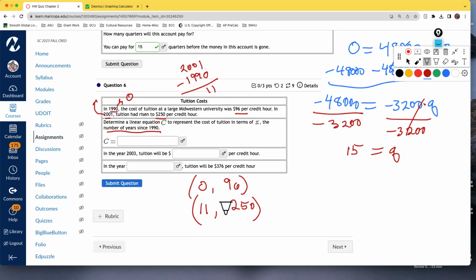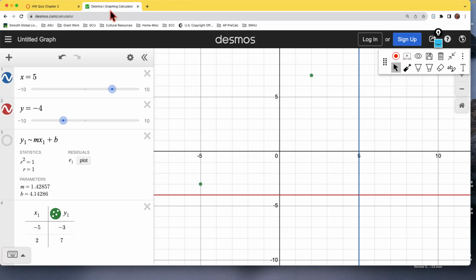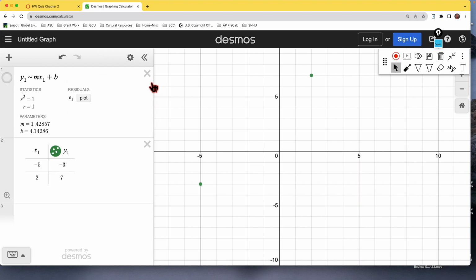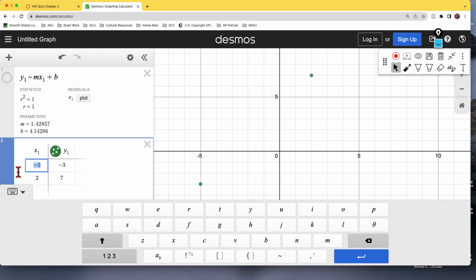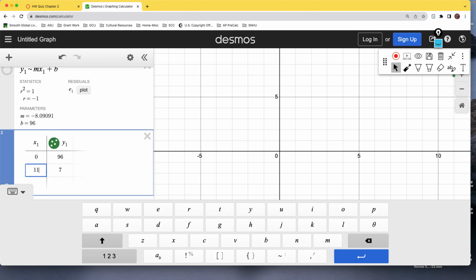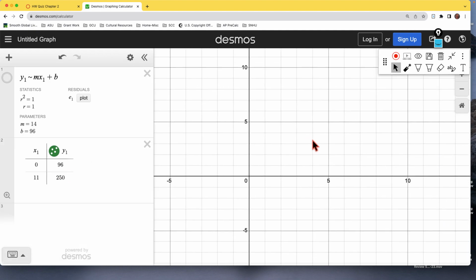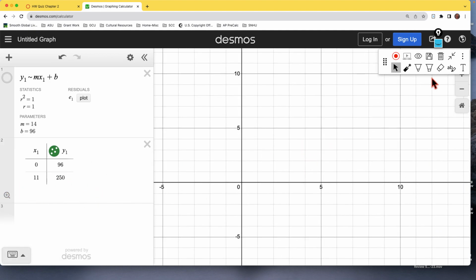We go to our Desmos. And that's why I didn't delete that table, because I knew we were going to need it. I'm going to put these 2 points in and have it give me the equation. So it's here. We don't need this one. We don't need this one. So I'm going to put it right in here. Year 0 was what, 96? And year 11 was 250. Now I don't quite see my points because of these y values.